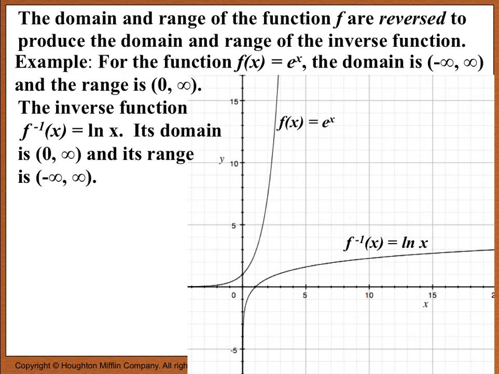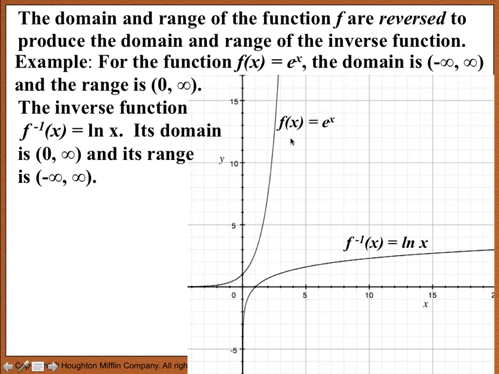And we see that the domains and ranges are swapped, right? So if we look at the domain of f of x, just graphically, we can see that the domain of f of x is from negative infinity to positive infinity. It's all real numbers.